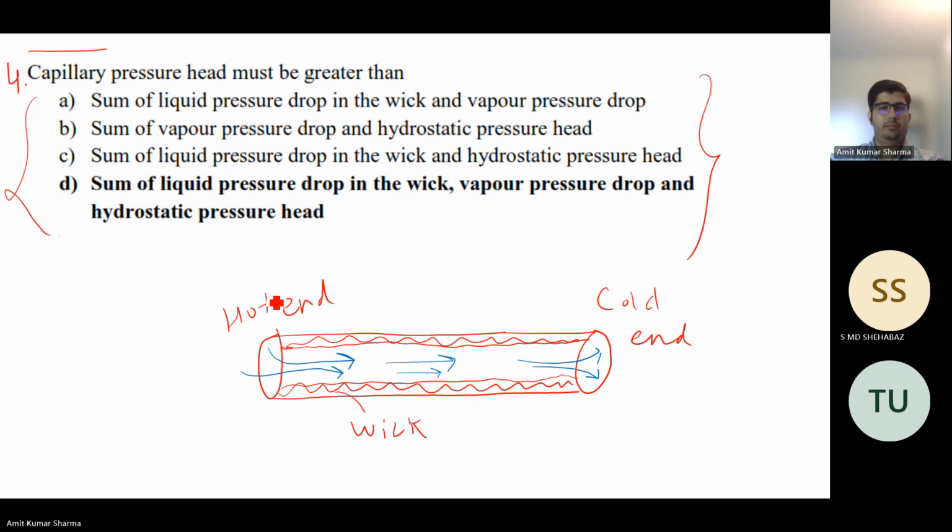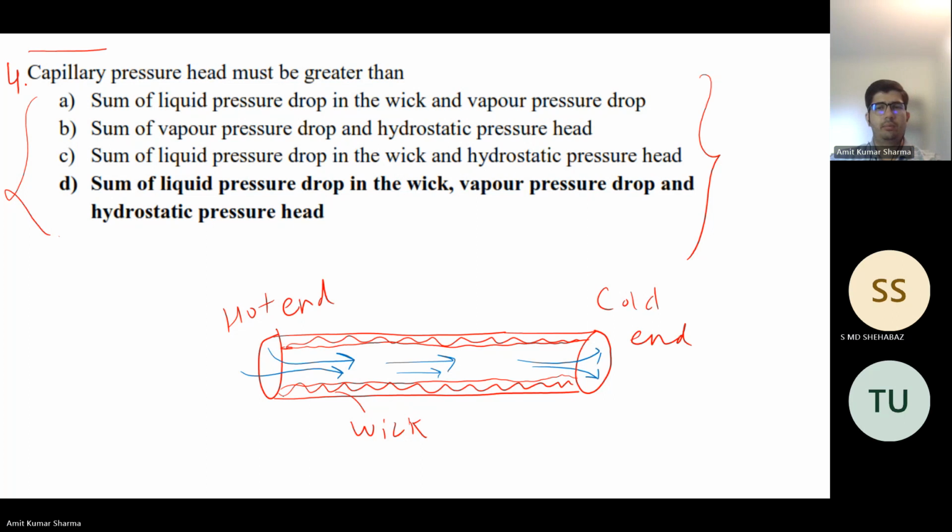Any answer? Sir, it is the sum of liquid pressure drop in the wick plus vapor pressure drop and hydrostatic pressure. Because there is a formula, sir, from the derivation: capillary delta P_c is greater than or equal to delta P_l plus delta P_v plus delta P_g. The formula is there, sir. Direct formula. But is it the formula, or what is the concept?